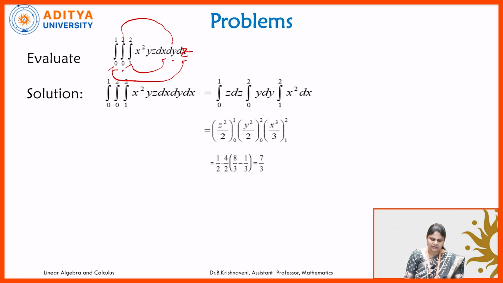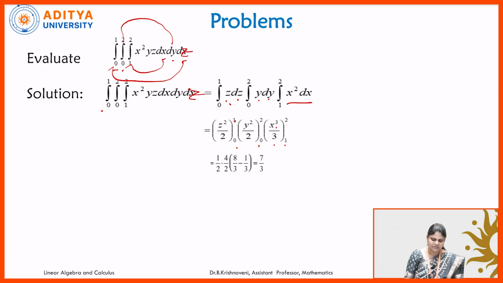You can separate in this way to make it easier: integral 0 to 1, integral 0 to 2, integral 1 to 2, x squared yz dx dy dz, is equal to integral 0 to 1 z dz, integral 0 to 2 y dy, integral 1 to 2 x squared dx, which is equal to z with respect to z, that means z squared by 2 between 0 to 1, y with respect to y, y squared by 2 from 0 to 2, x squared integration is x cubed by 3 between x limits 1 to 2.